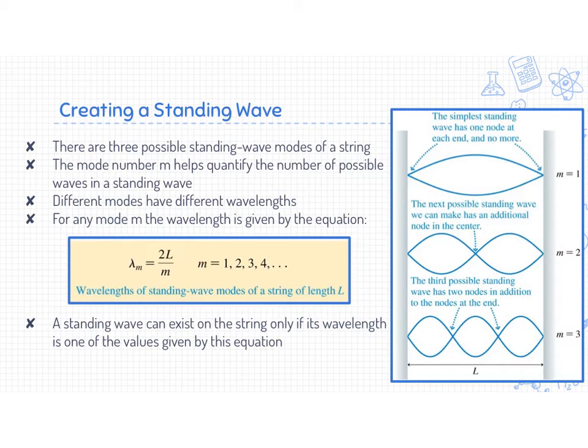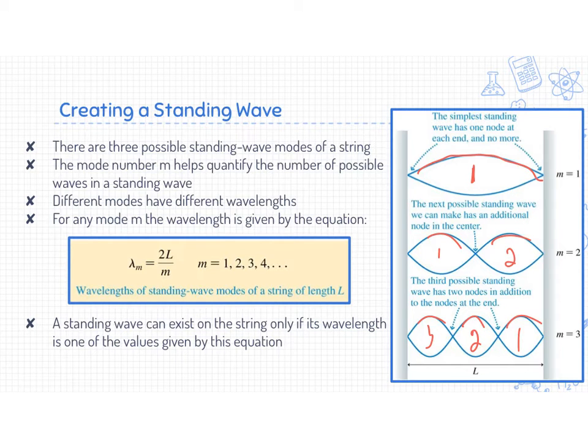Now, there's a lot of ways that we can explain or quantify standing waves, but what we tend to do is talk about the mode number. The mode number helps us quantify the number of possible waves and also to visualize it. So this first picture up here is a mode number of 1. It has one antinode. This is a mode number of 2. It has 2 antinodes. This is a mode number of 3. It has 3 antinodes. So that's how we quantify the number of bumps in a standing wave.